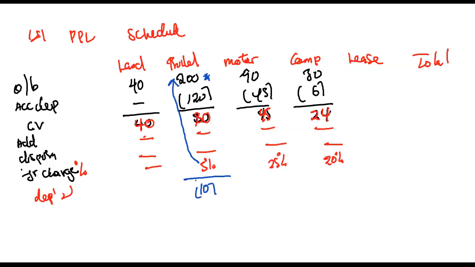Here it is 25% also straight line. It is going to charge on the original cost, 90 there. Straight line. 25% of 90 is how much? 22.5. Boom. You have your 22.5.